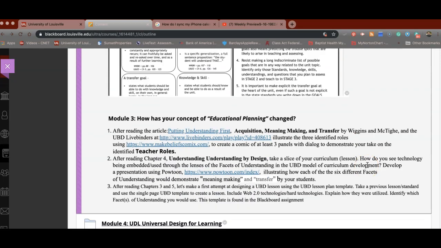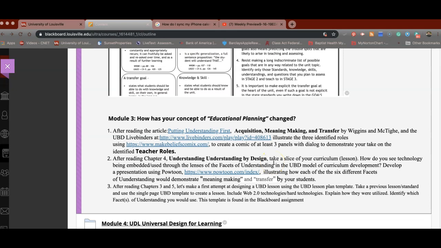So, Tuesday, we'll be talking about Understanding by Design, six facets of understanding, and then we will take a swing at actually sitting down. I'll be sitting down and making a lesson plan using the short form. I want to stress that.